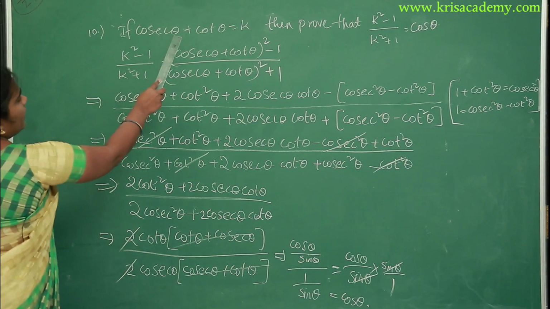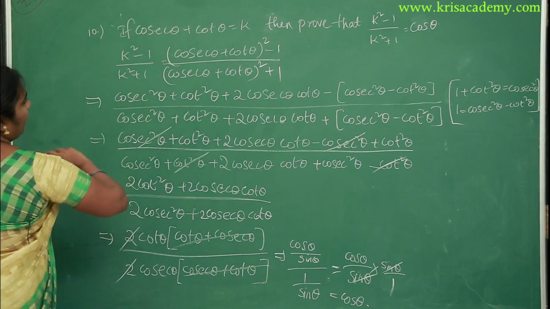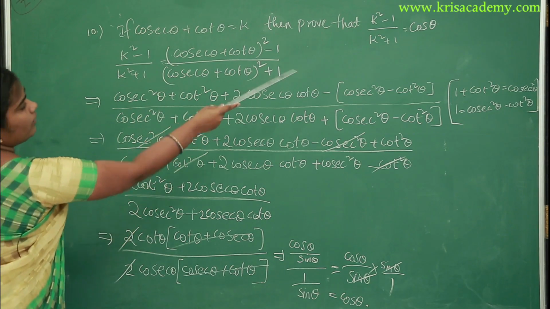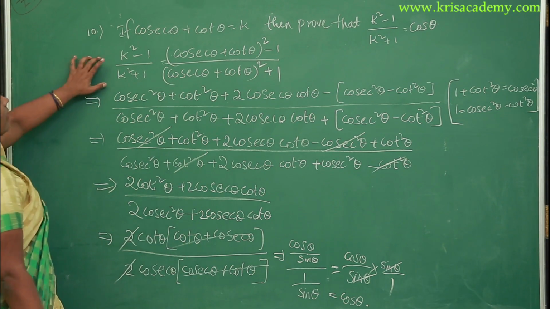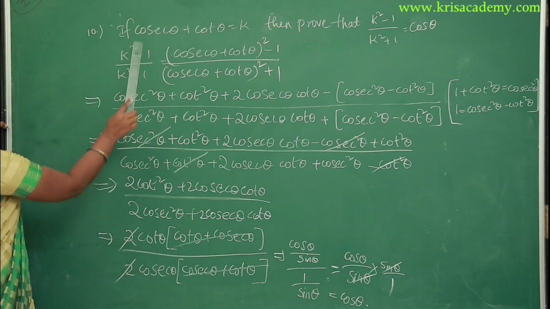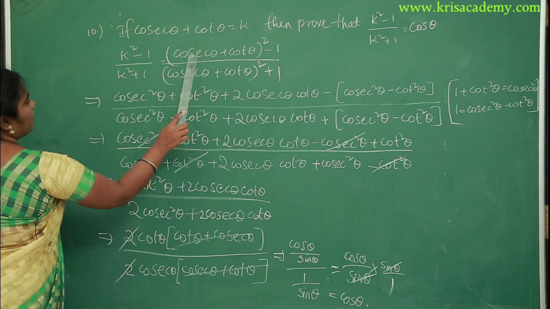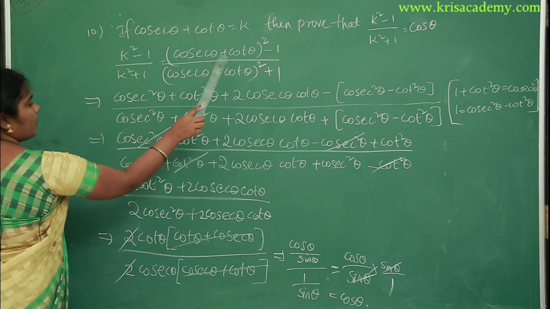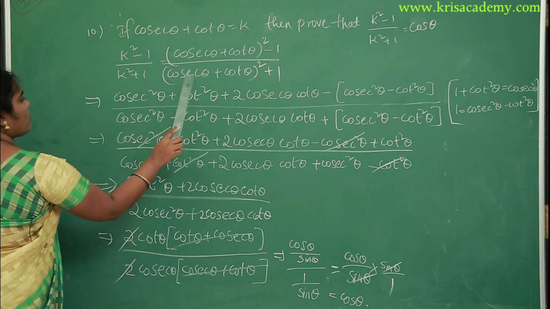Now if cosecant theta plus cot theta is equal to k, we have to prove that (k square minus 1) by (k square plus 1) is equal to cos theta. Now let us take the LHS part. In place of k, write cosecant theta plus cot theta, both in numerator and denominator. Numerator is in the (a plus b) whole square form, denominator is also the same.